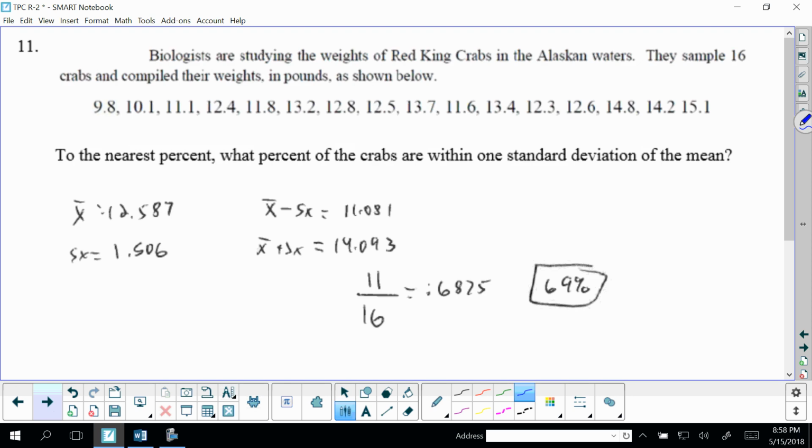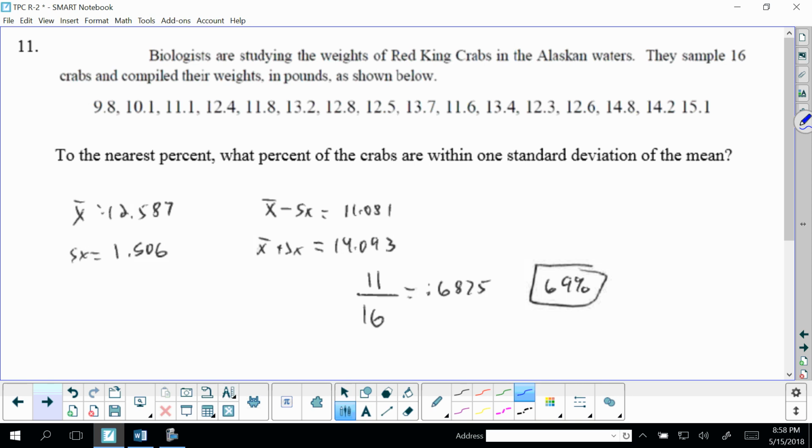Number 11 was just like number 6. Put those in a list and spreadsheet in one column. You get your mean. We get 12.587 or so. It's a sample of 16 crabs, so we want the Sx. Subtract the mean, standard deviation, add them.